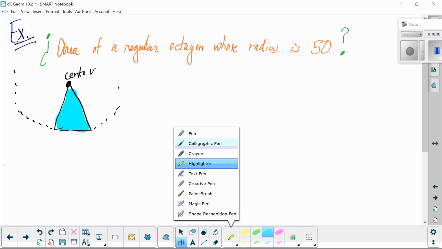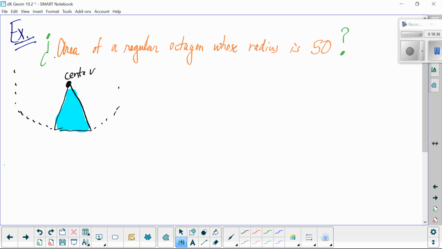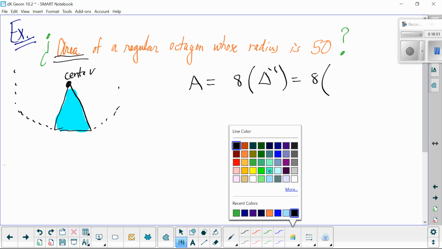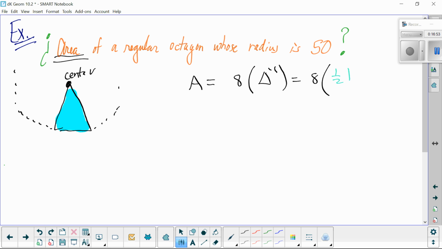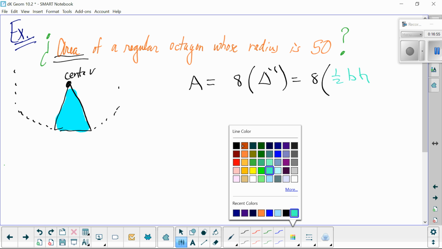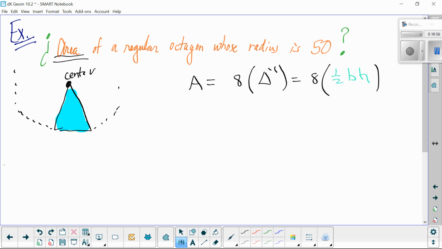All right, the area of this regular octagon will be 8 of those little triangles. Each triangle's area is 1/2 times base times height. So the area of our regular octagon will be 8 times 1/2 times base times height. We need to find those things.